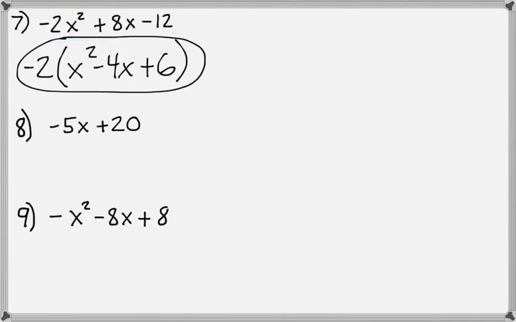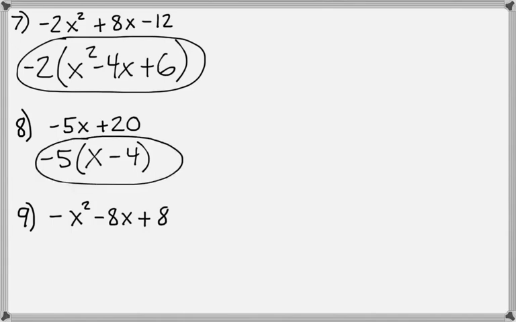For question number 8, I have two terms. I won't be able to factor out any x's because this term does not have any x's. But the greatest number that divides evenly into 5 and 20 is 5. And because there's that negative sign there, I actually want to factor out a negative 5, leaving me with x, because negative 5 divided by negative 5 is just a 1, so just an x. And then positive 20 divided by negative 5 is a negative 4. So if you factor out negative 5, you have x minus 4 left over.